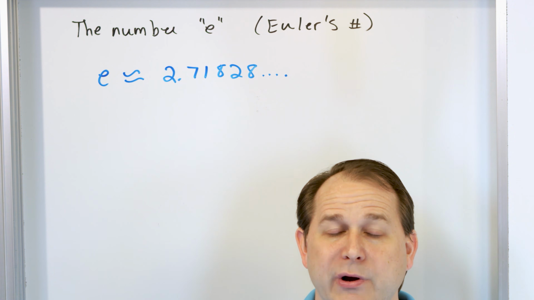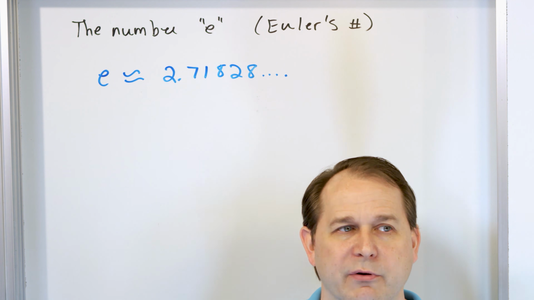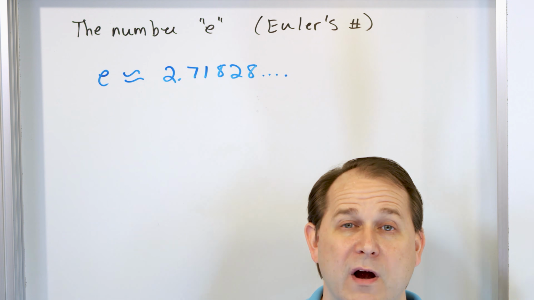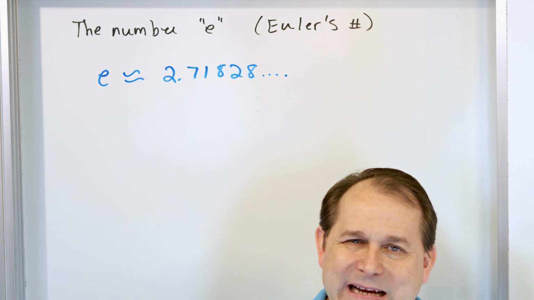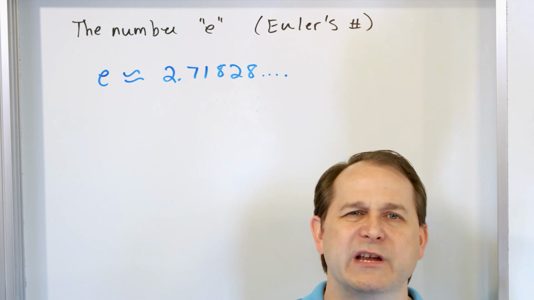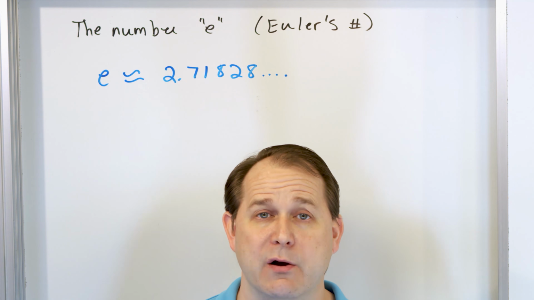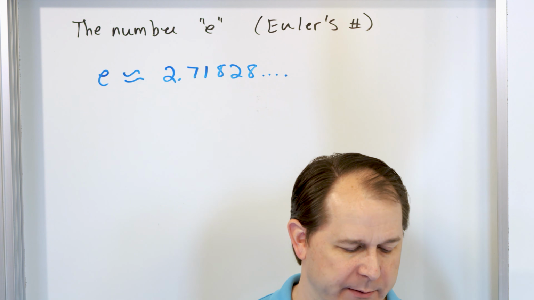I could grab a computer and calculate the number e, Euler's number, to 100 million decimal places if I wanted to, and I would never see any repeating pattern of decimals. Of course, some of the numbers would be repeating, but the pattern would not repeat because it's an irrational number.